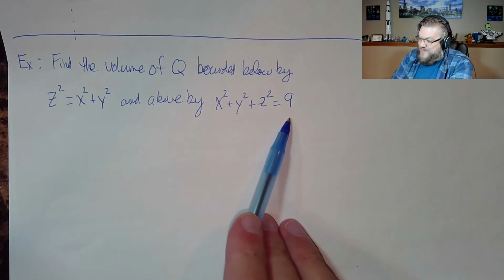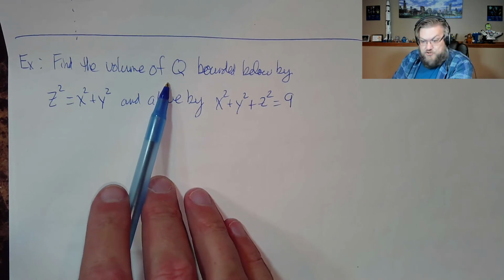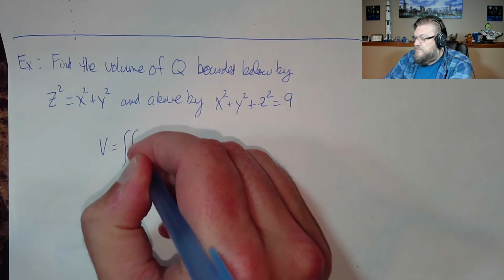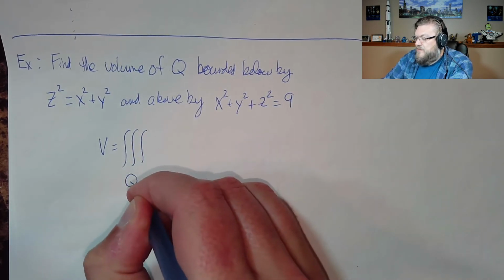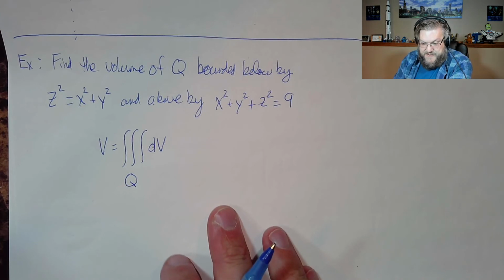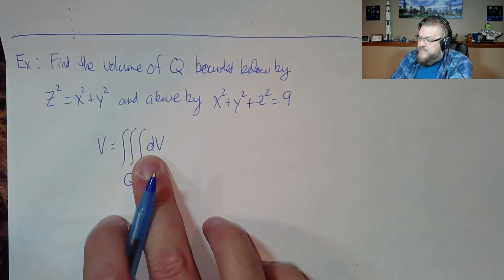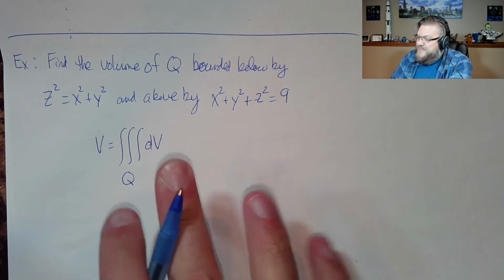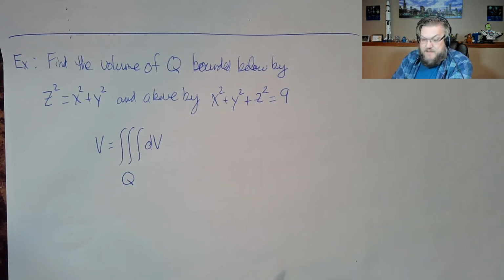So let's see here. We want to find the volume. So I know what the triple integral is that I need to do. The volume is going to be the triple integral over Q dV. That is the setup. Volume is integrating over the surface 1 to get me the volume. So now I have to set up my limits.